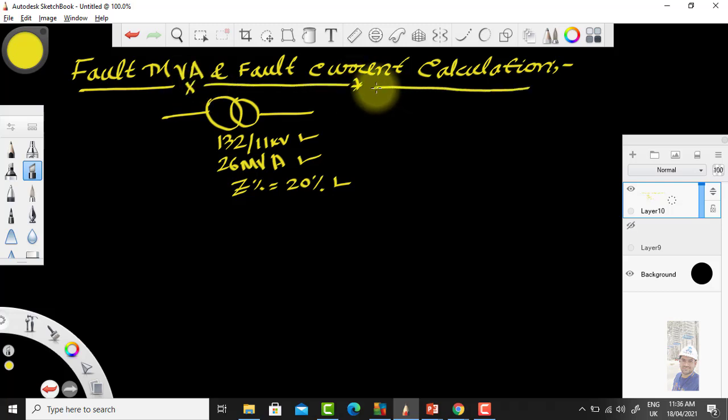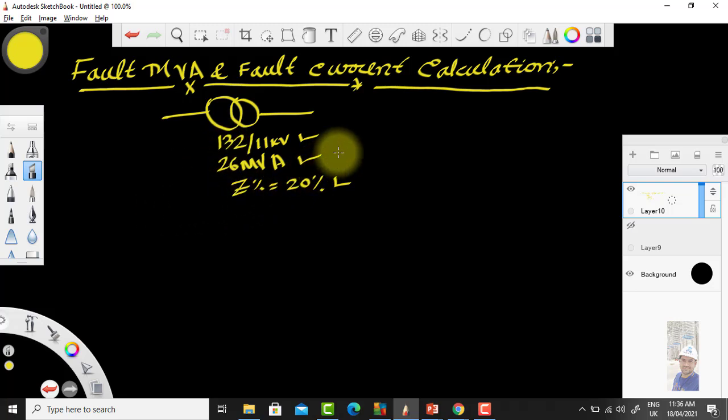So where can you find these parameters? You can find them on the nameplate of the transformer. When there is a fault, phase to ground, phase to phase or three phase, the fault current will be limited by the impedance of the transformer, or if an NGR is connected, it will obviously limit the current further.